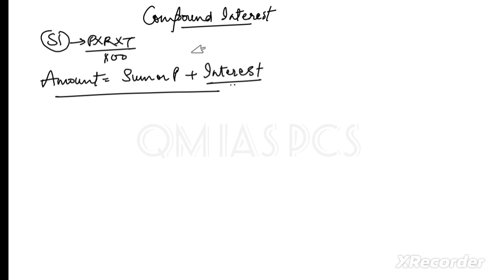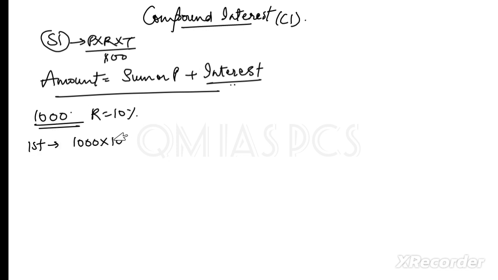Now we have to understand a simple comparison between SI and CI. Let's consider that I have borrowed 1,000 rupees and the rate is 10%. For the first year, how much interest do I have to pay? If I calculate, this will be 1,000 multiplied by 10% multiplied by 1 divided by 100. So it will be 100 rupees. So in the first year I have to pay 100 rupees.